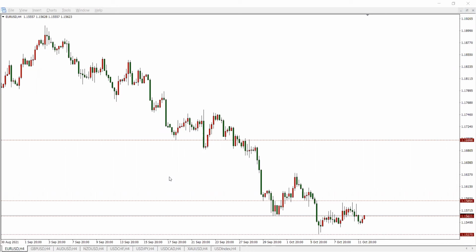And of course, we talk about the Forex market based on the majors and gold. What is happening in the market? This is the weekly market outlook. This is the weekly market forecast.